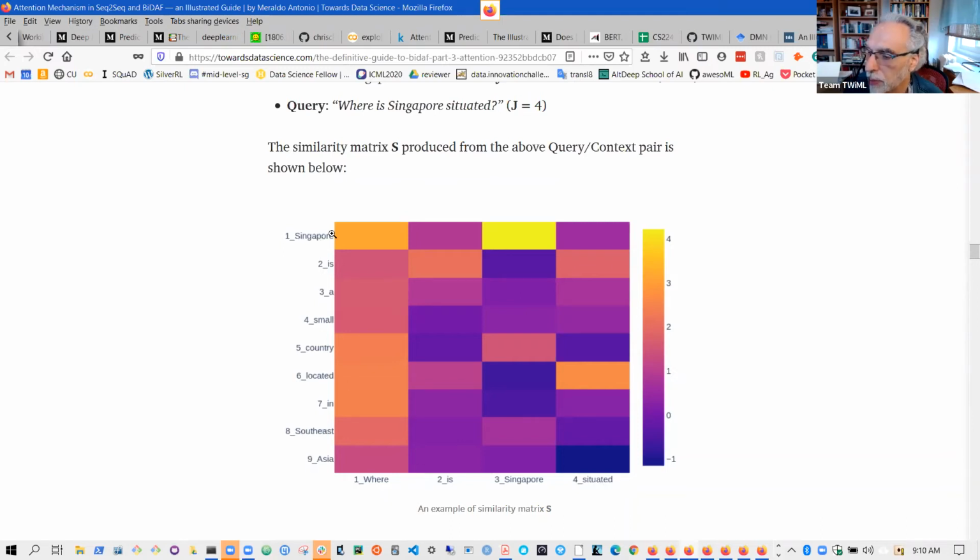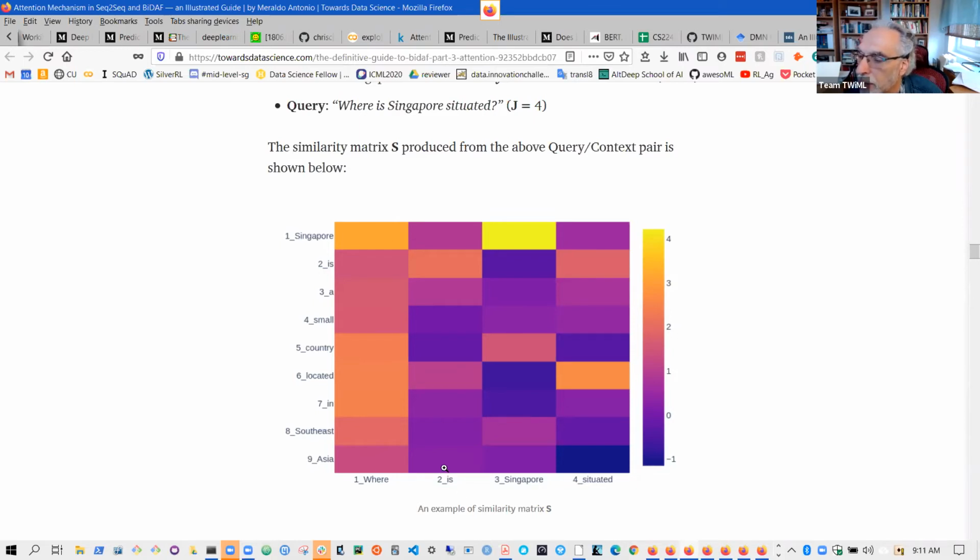And so the similarity matrix has a row for each element in the passage, and the elements in that row correspond to the elements in the question. And so it's basically telling you how related that word in the question is to that word in the answer. So where and Singapore have a high value because, well, the network has to learn that. The network will learn that that weight should be high.